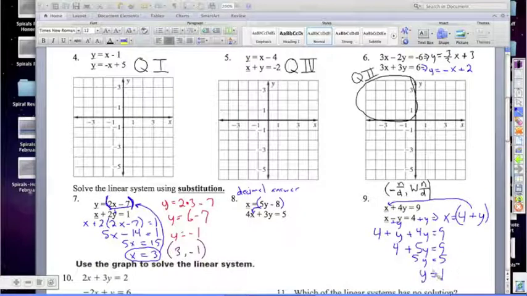This is not the final solution. You need to take this answer, put it back in the original equation, either original equation, and solve for your x variable. Alright? Scrolling on.